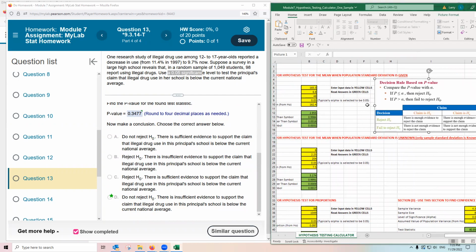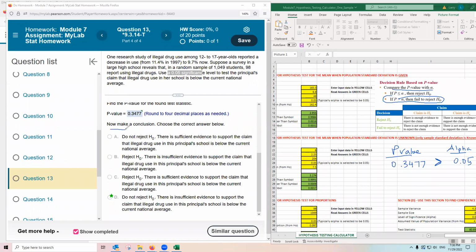Okay. And so it says to come to a decision, you have to compare the p-value with alpha. Let's do it. Our p-value was 0.3477. Alpha, remember, that's the same as the significance level. They said use 0.05. 0.3477 is a number much bigger than 0.05. So our p-value is greater than alpha. If the p-value is greater than alpha, then do not reject the null hypothesis. So my decision is do not reject the null hypothesis.